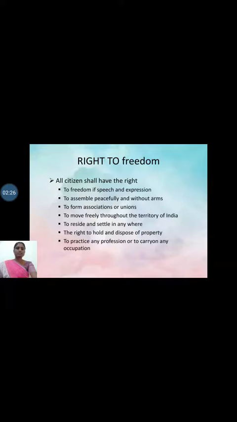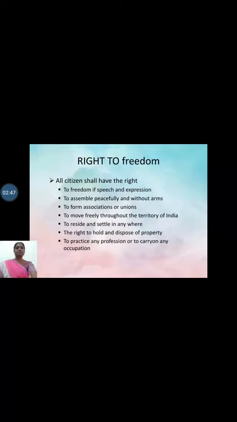Next, to assemble peacefully and without arms. Yes, you can gather anywhere, anytime, without violating others. That is very important. Next, to form associations or unions. Yes, if you are willing to form any associations, teams, unions, you can form that. Okay, we have the freedom for that.